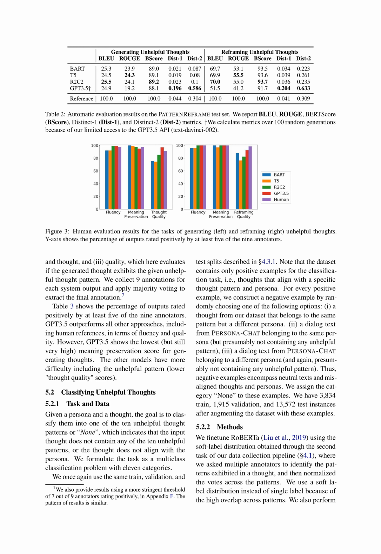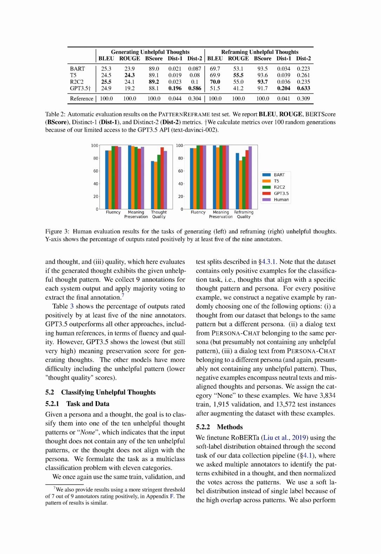We also conduct a human evaluation, as automatic metrics often don't fully capture human preferences in text generation tasks. We collect human ratings of 100 random thoughts from the test set. We evaluate the generated rewrites based on 3 dimensions: fluency, meaning preservation, and quality. Fluency assesses the readability of the generation, meaning preservation checks if the rewrite aligns with the given persona and thought, and quality evaluates if the generated thought exhibits the given unhelpful thought pattern. We collect 9 annotations for each system output and use majority voting to determine the final annotation.